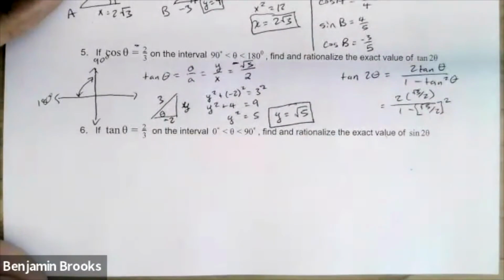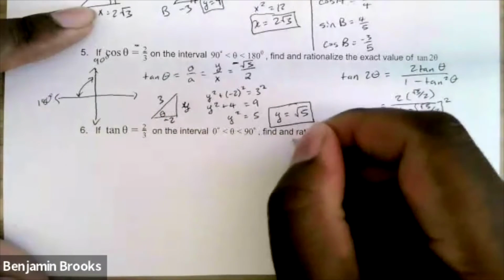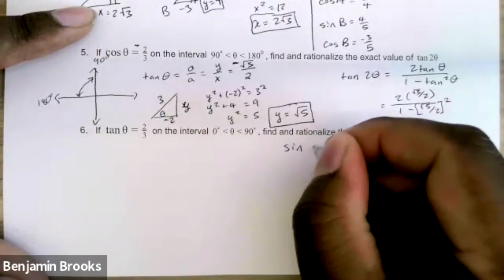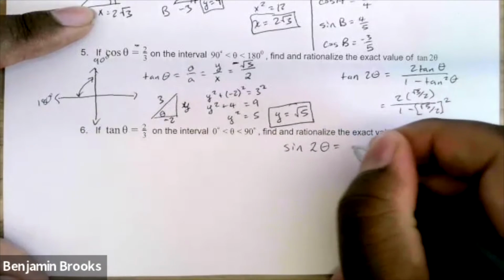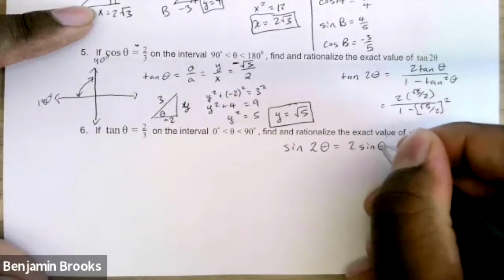Tangent theta is equal to 2/3 on the interval 0 to 90. Find and rationalize the exact value of sine of 2 theta. All right. So the first thing I'm going to write out is the actual identity, which is what I should have done the last time. Sine 2 theta is equal to 2 sine theta cosine theta, right?